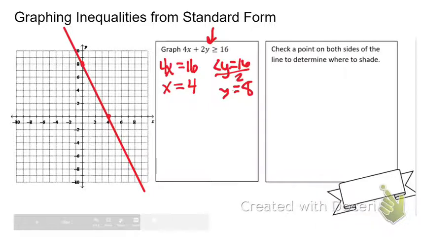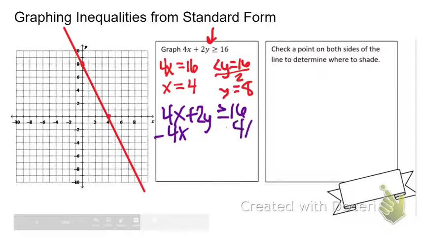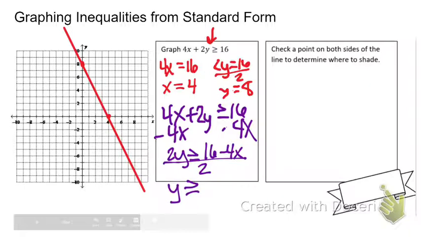The other option would be to say, well, I'm just going to go ahead and convert this to slope-intercept form. So I'm going to subtract my 4x, and that's going to give me 2y is greater than or equal to 16 minus 4x. Then I'm going to divide everything by 2. That's dividing by a positive, so it won't impact the inequality. And I would have 8 minus 2x.